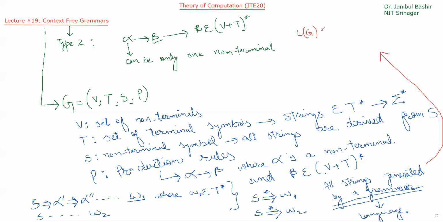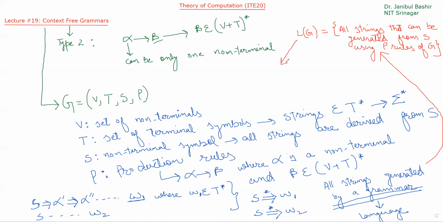The language of a grammar is the set of all strings that can be generated from S using the production rules of G. So all the strings that can be generated from the starting symbol using the production rules of this G form the language generated by this grammar.